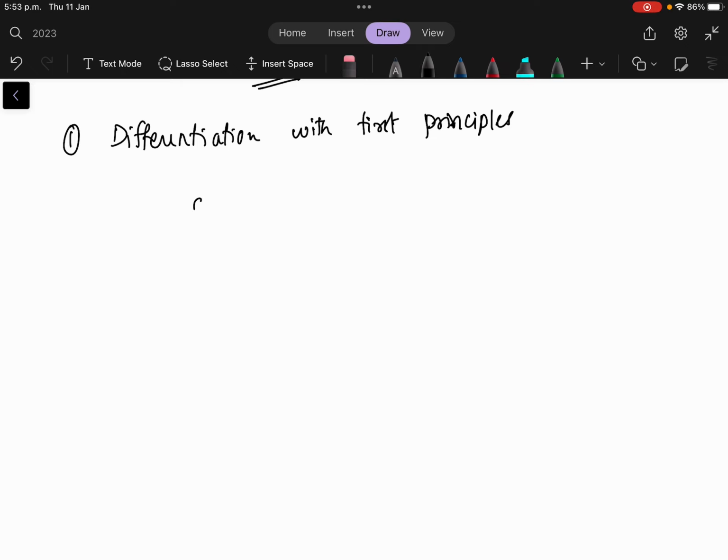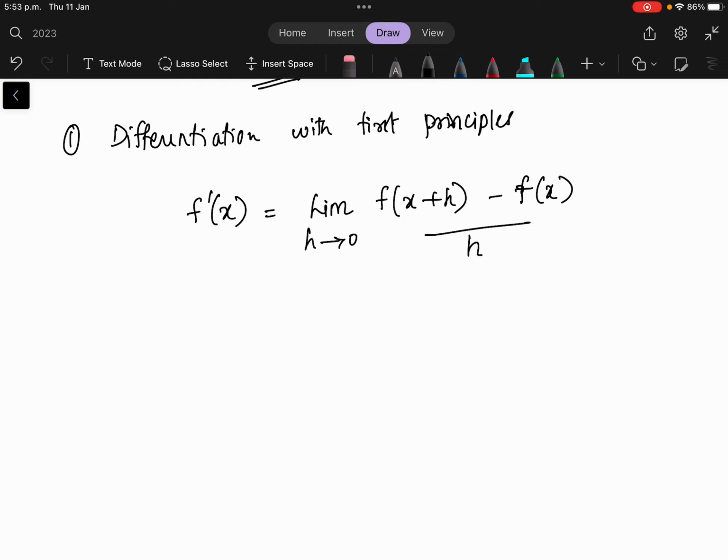For differentiating from first principles, you need to understand the formula: f dash x, which is the differentiation, is equal to the limit as h tends to 0 of f of x plus h minus f of x, divided by h. This is the formula, so memorize it. First you have to find f of x plus h, and then you have f of x, and then solve this, and you should get the differentiation.